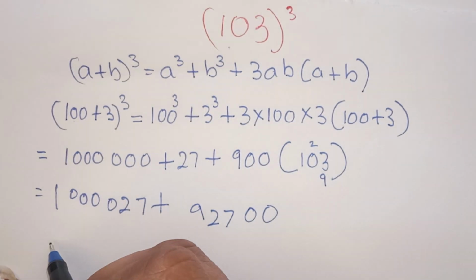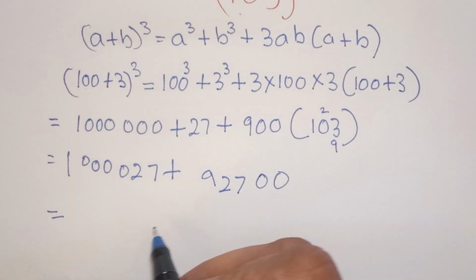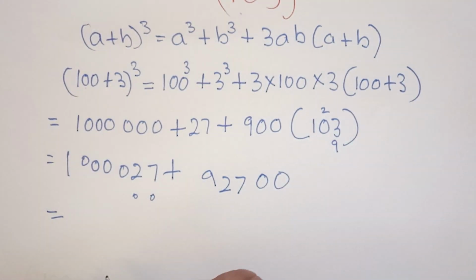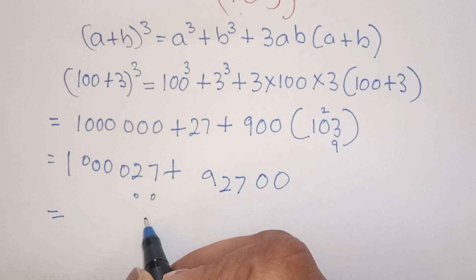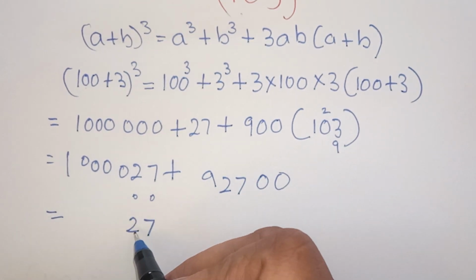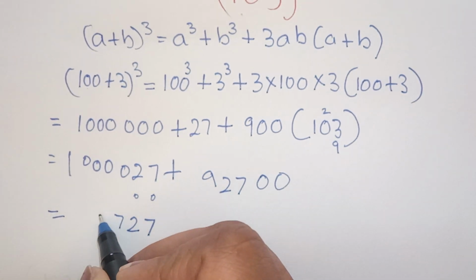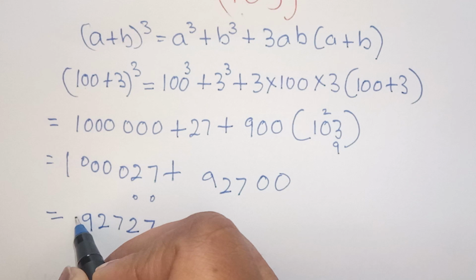Now we're supposed to add here. So we bring these 2 zeros here. So we say 7 plus 0 is 7 and 2 plus 0 is 2. Then we have 7 and 2 and 9 and this 0 here and 1.